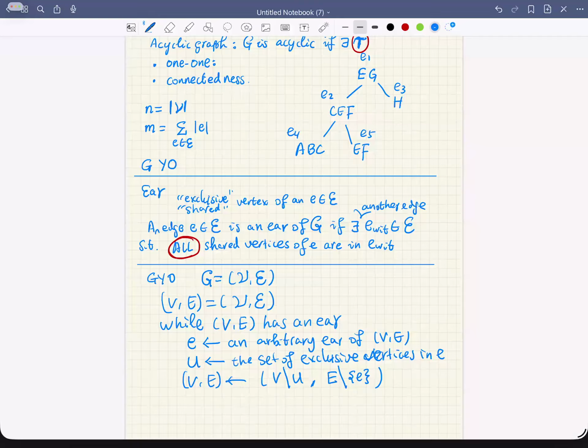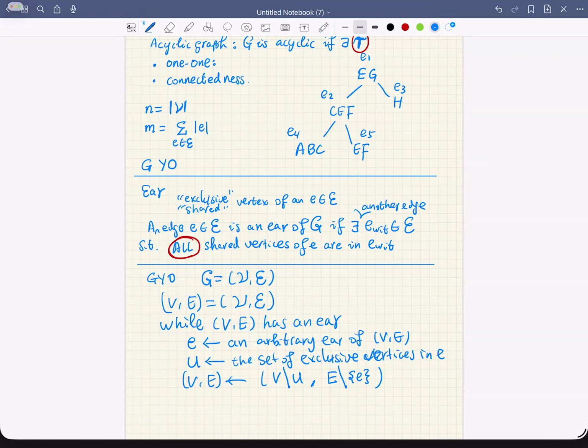Okay, you want to remove the unique vertices of the U. So now you lose one edge. You see what I mean? So every iteration will lose one edge. So the number of iterations will be bounded by this number of edges. So you keep doing.